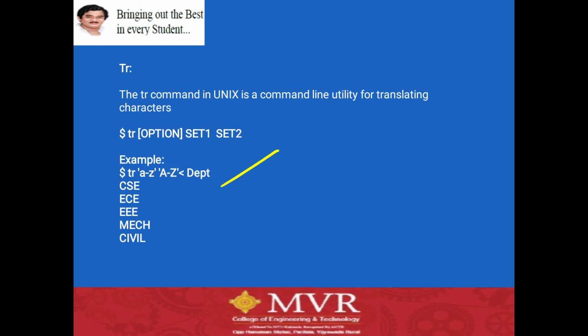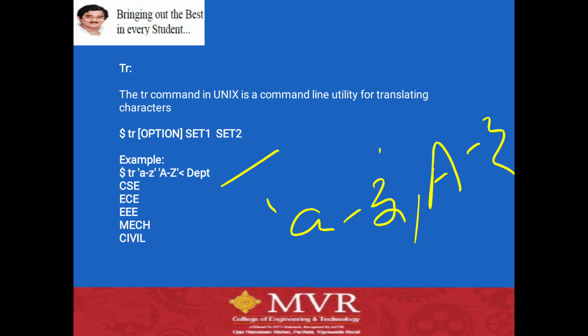So here it is tr a-z to A-Z. That means whatever letters you find in the file, from a to z, all the alphabets which are lowercase letters should be converted to capital A to Z. Here you need to remember two things: there should be a space between these two sets, and they should be enclosed between single quotes. That is the important thing we need to remember.